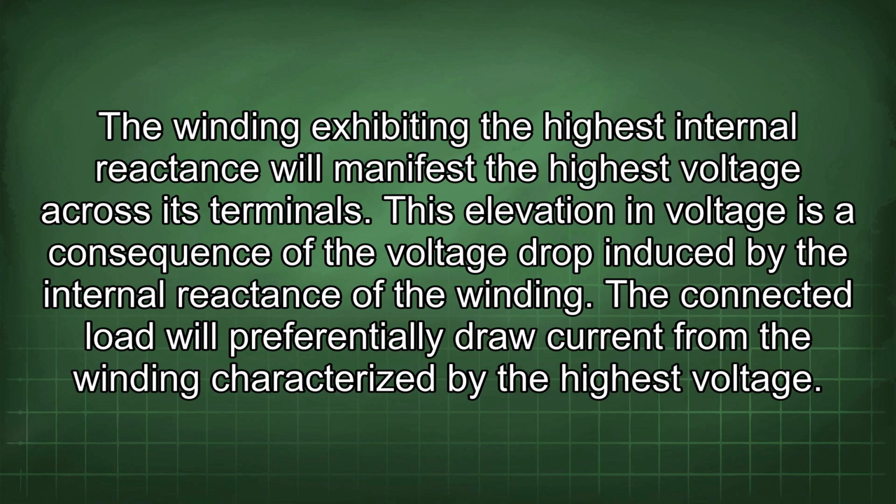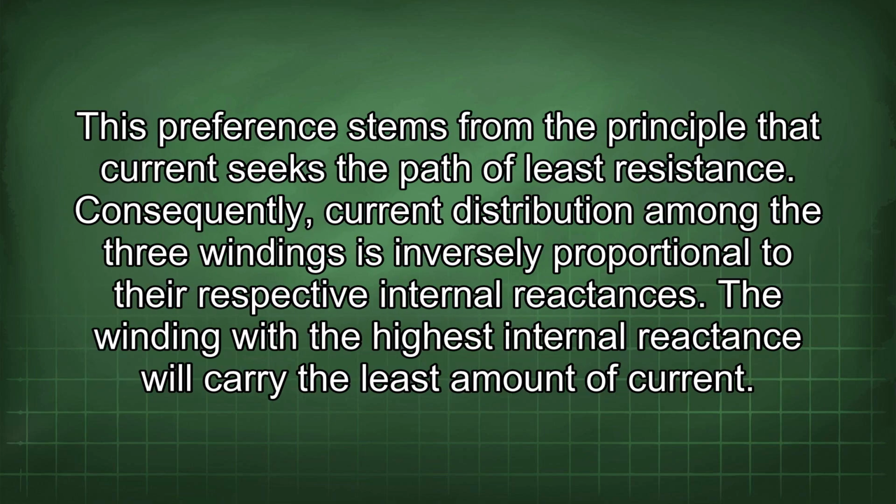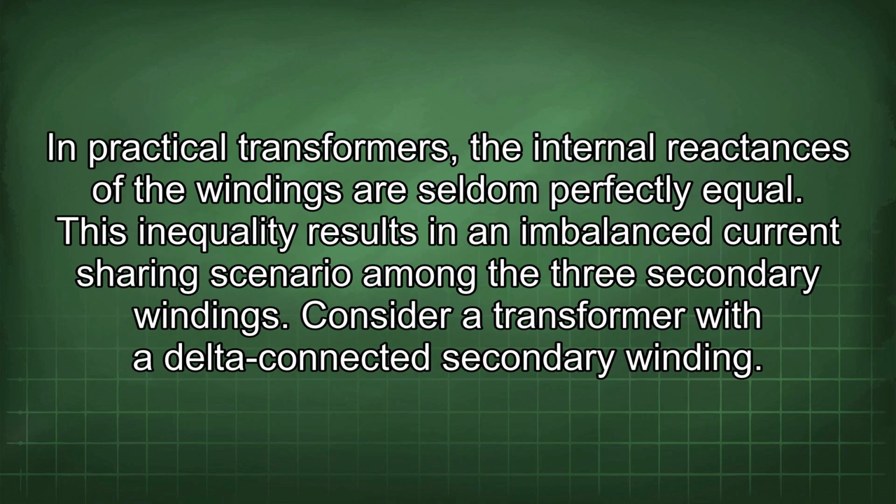The connected load will preferentially draw current from the winding characterized by the highest voltage. This preference stems from the principle that current seeks the path of least resistance. Consequently, current distribution among the three windings is inversely proportional to their respective internal reactances. The winding with the highest internal reactance will carry the least amount of current. In practical transformers, the internal reactances of the windings are seldom perfectly equal. This inequality results in an imbalanced current sharing scenario among the three secondary windings.